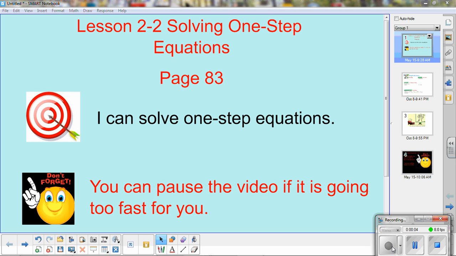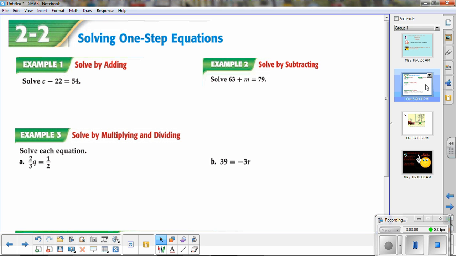In Lesson 2.2, you will be solving one-step equations. To solve an equation means you are finding the value of the variable that makes the equation true. Now, I know in some of these problems you might be able to look at the problem and know what the variable is equal to in order to make it true.